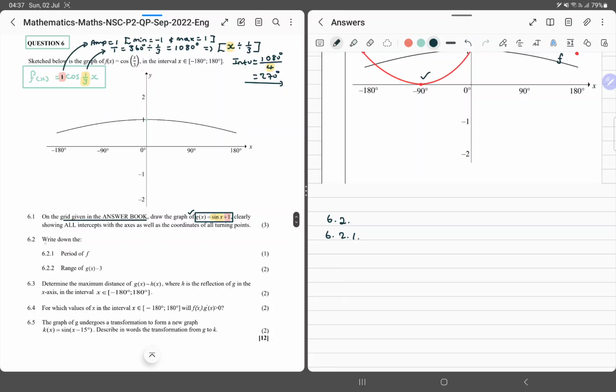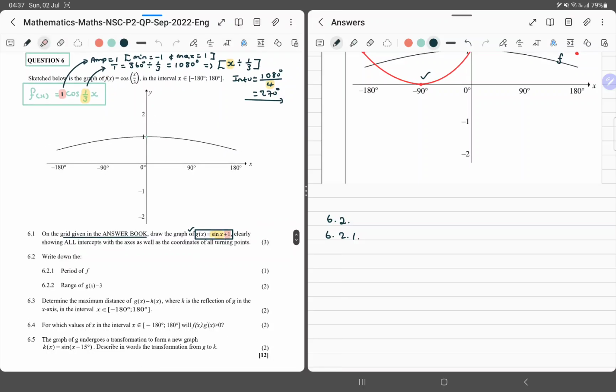It says now write down. So this one is easy. We are writing down the period of f. We already worked it out that this is going to be 1080. So you walk away with your mark over there.